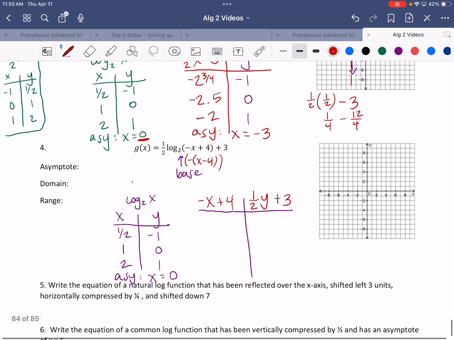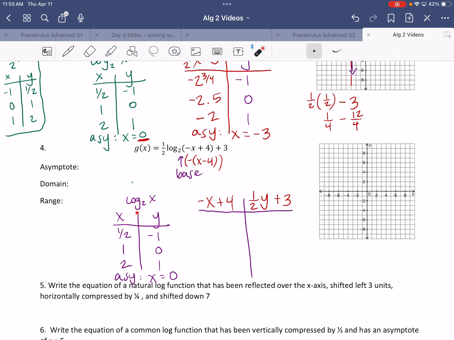Let's plug these values in and get this graph done. So -1/2 plus 4. Sounds like a 3.5 to me. Plug in a 1, -1 plus 4. Plug in a 2, -2 plus 4. And then don't forget to plug in your vertical asymptote with your x's, since it's x equals. It's there as a reminder. So 0 plus 4, it shifts right 4 with the rest of the graph.